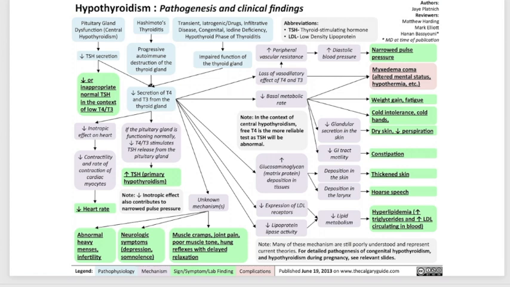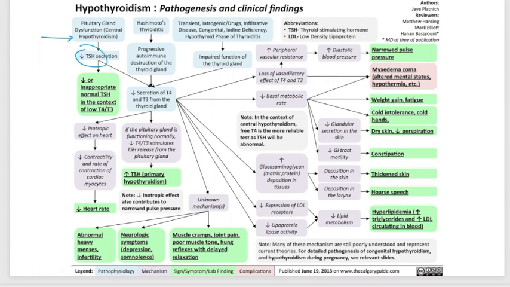Again, the pathogenesis: Hashimoto's versus pituitary, which we call central hypothyroidism, where there would be an issue with TSH. Hashimoto's is progressive autoimmune destruction of the thyroid gland. Here is transient, iatrogenic, congenital, iodine. Ultimately, it all results in a hypothyroid state. So here you can see the mechanisms.